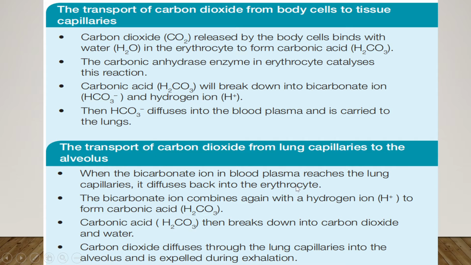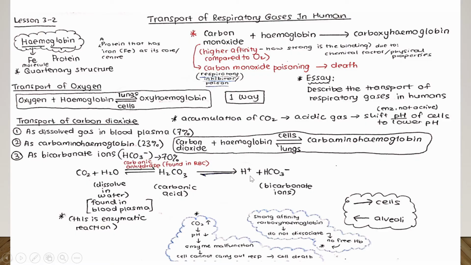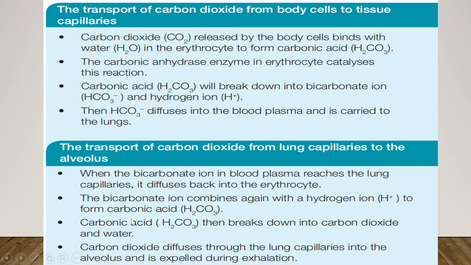Still remember the blood components, right? It has the plasma component and also the cell component. So now, upon reaching the lungs, it diffuses back into the erythrocyte. Why erythrocytes? Because this red blood cell, RBC, has the enzyme, and you know that this is an enzymatic reaction. So upon reaching the lungs, it diffuses back into the erythrocyte.